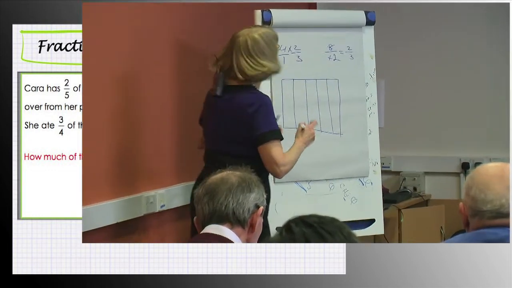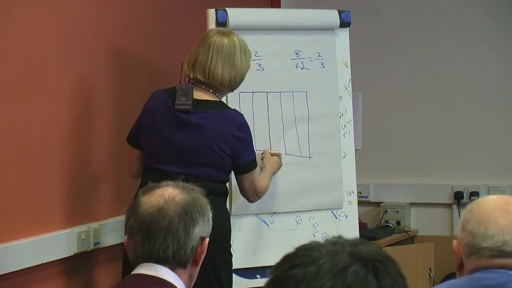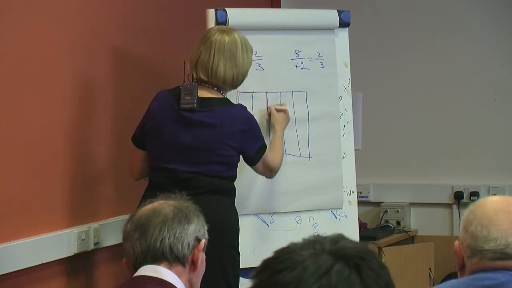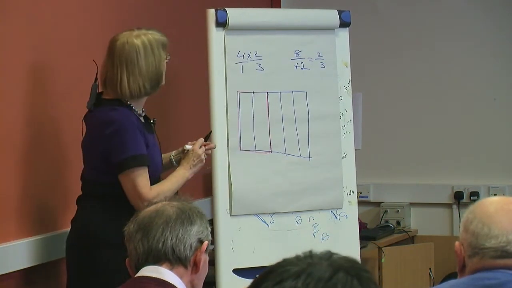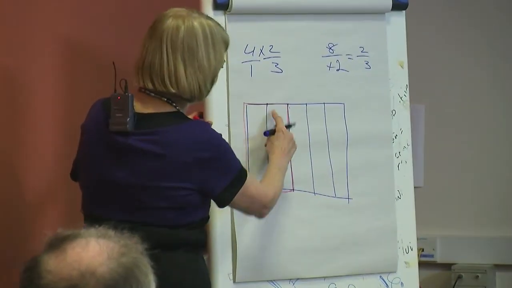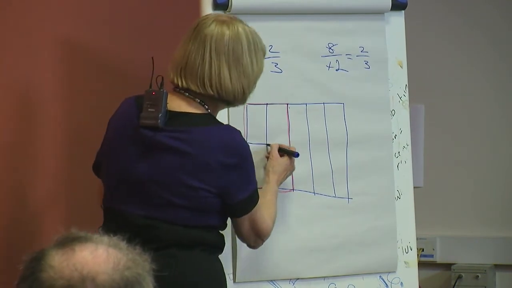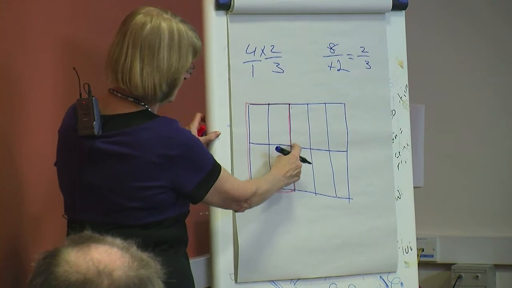If we have 2/5 left over, right? So there's our 2/5 that are left over. All right? And we now want to eat 3/4 of that. So I want to divide this into quarters, and since there's one line down here already for me, all I'm going to do is go across like that. You don't even have to go the whole way across, but just across.